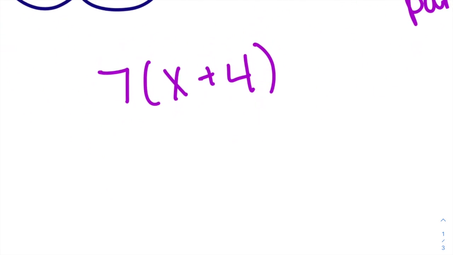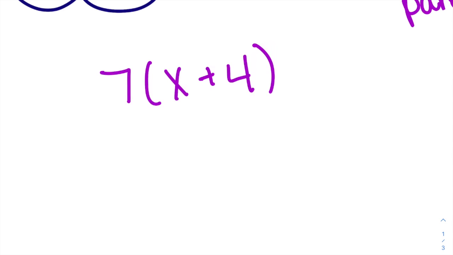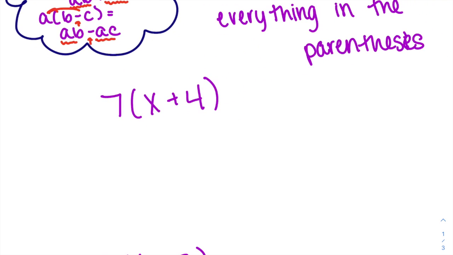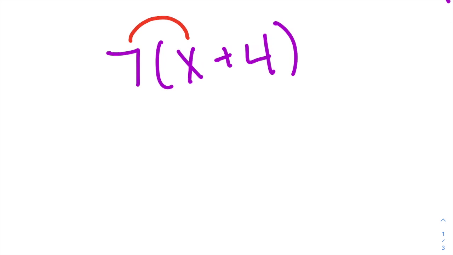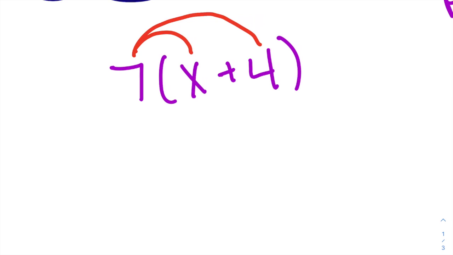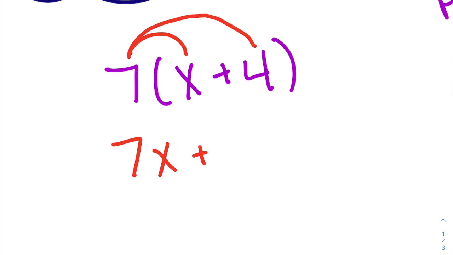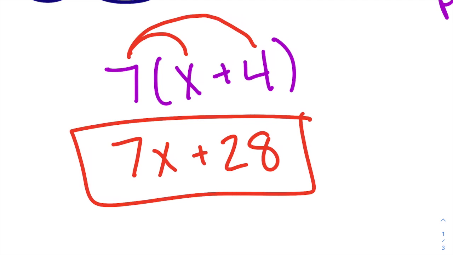I like to draw this out by drawing little rainbows. This 7, if I were to read this out loud, I would say 7 times x plus 4. This 7 is multiplying everything on the inside of the parentheses, so 7 times x, and then 7 is also going to be multiplying by the 4. 7 times x is written as 7x. 7 times 4 is 28, and it's a positive 4 and a positive 7, so it's going to be a positive 28. Again, what did I do? I did 7 times x, which gave me 7x, and then I did 7 times 4, which gave me 28. And I simplified that. I wrote it out as 7x plus 28.